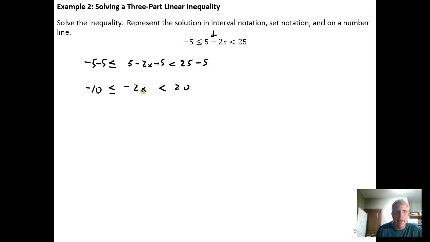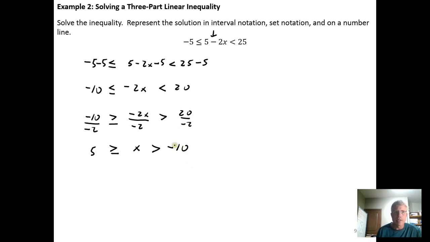And now to get the x by itself, I see that I'm going to need to divide all three sections of the three-part inequality by a negative 2. And what I want to remember from the previous videos is that this is going to force us to take the inequalities and reverse their directions. So I get negative 10 divided by negative 2 is 5. Negative 2 divided by negative 2 is 1x. And 20 divided by negative 2 is negative 10.